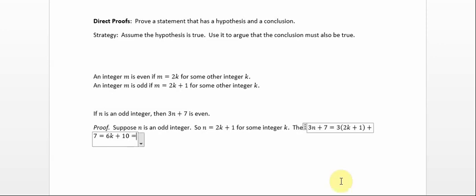Algebraically, that's the simplest way to write it. But remember, I need to write it to show anybody reading this that it is an even number. I need to write it as 2 times something, some integer. In my case, I can factor out a 2, and what's left is 3k plus 5. I don't really care what's in the parentheses. That is just some other integer. You do have to confirm to yourself that if k is an integer, then 3 times it plus 5 is an integer. Of course it is. So my point is that it's 2 times something.